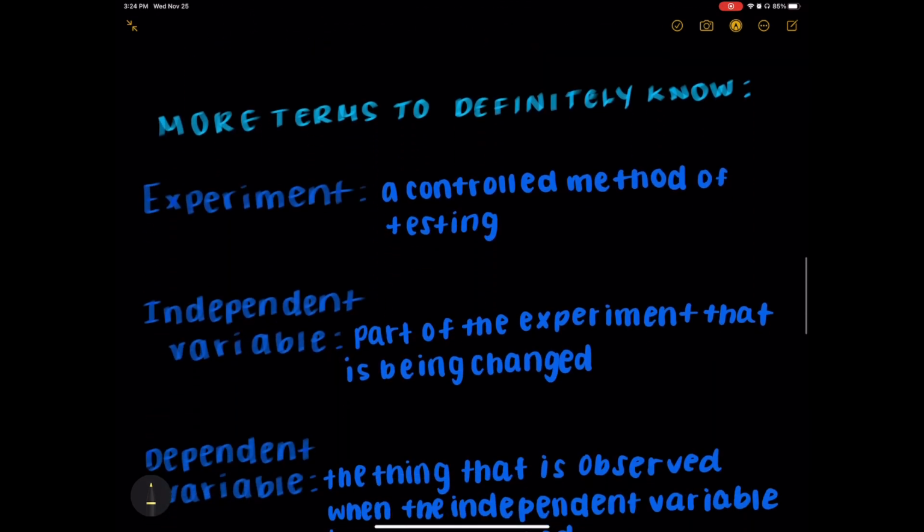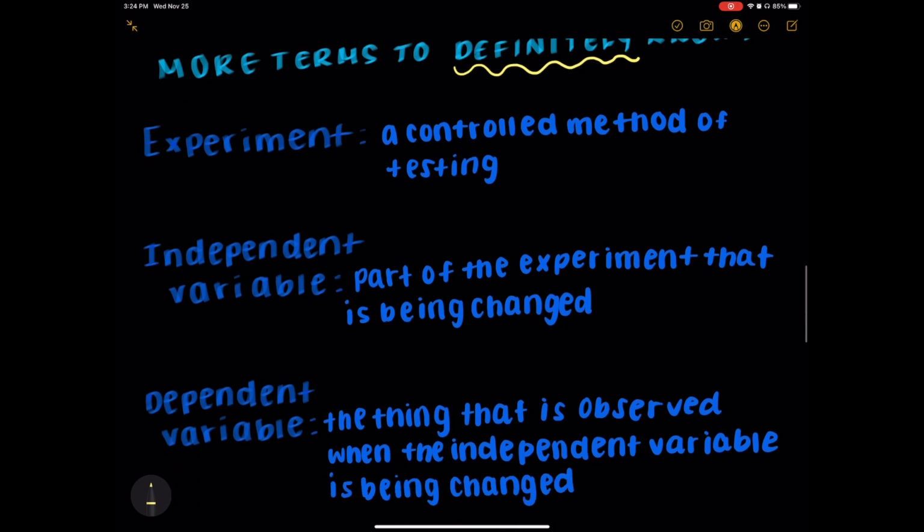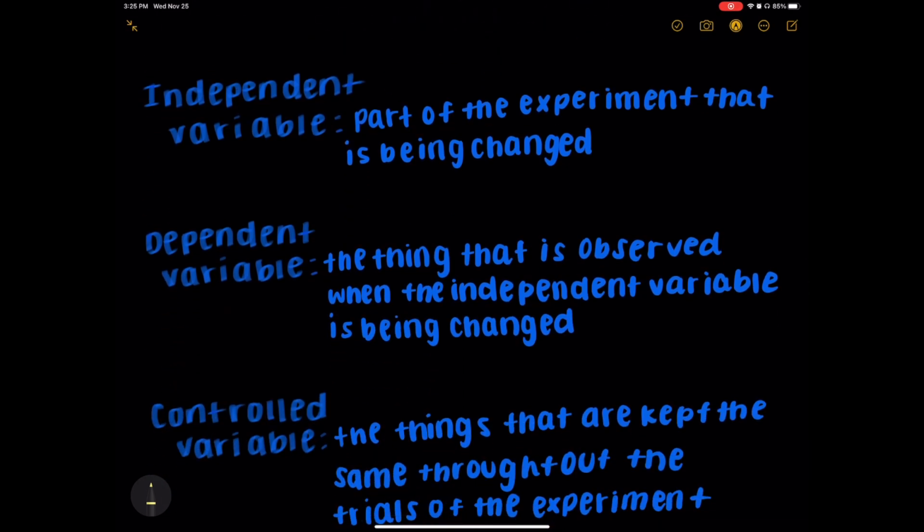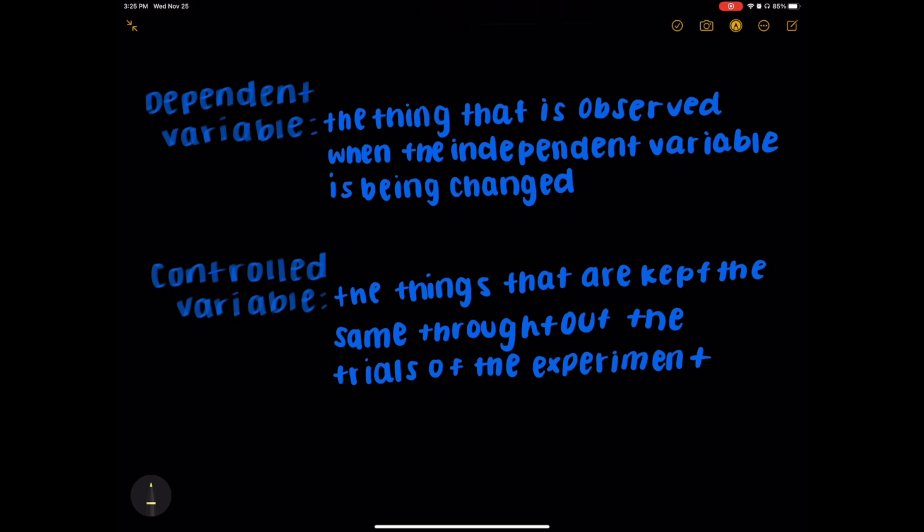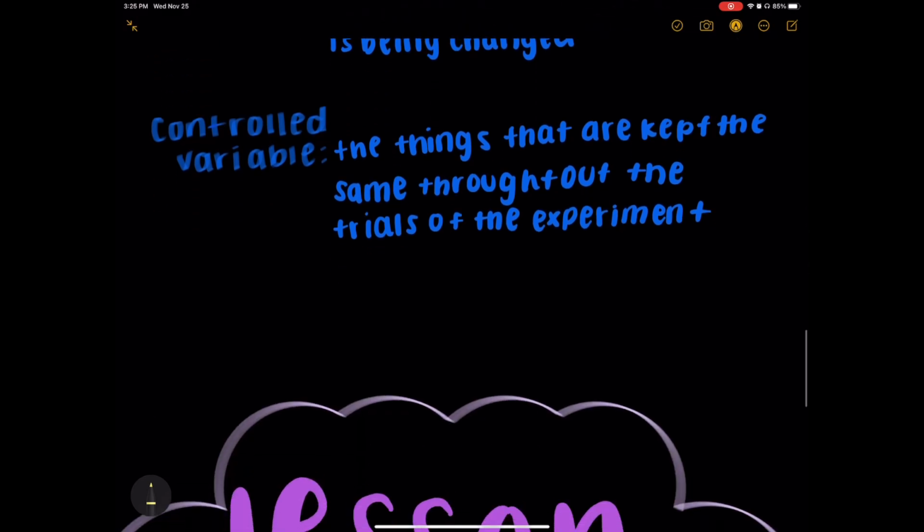Some terms to definitely know: term number 1 is experiment, which is a controlled method of testing. Term number 2, independent variable, which is a part of the experiment that is being changed. Term number 3, dependent variable, which is a thing that is observed when the independent variable is being changed.